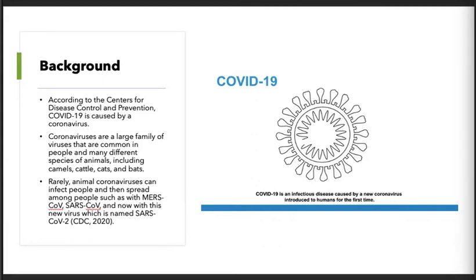So according to the Centers for Disease Control and Prevention, COVID-19 is caused by a coronavirus. Coronaviruses are a large family of viruses that are common in people and many different species of animals, including camels, cattle, cats, and bats. Rarely, animal coronaviruses can infect people and then spread among people, such as with MERS-CoV, SARS-CoV, and now with this new virus, which is named SARS-CoV-2. So COVID-19 is an infectious disease caused by a new coronavirus introduced to humans for the first time.